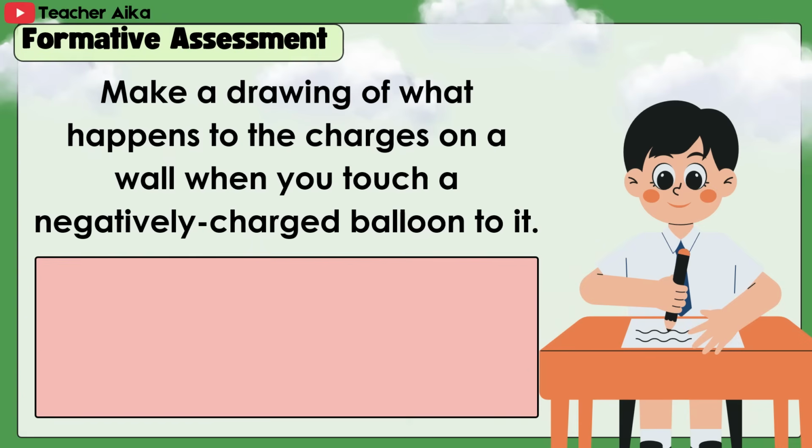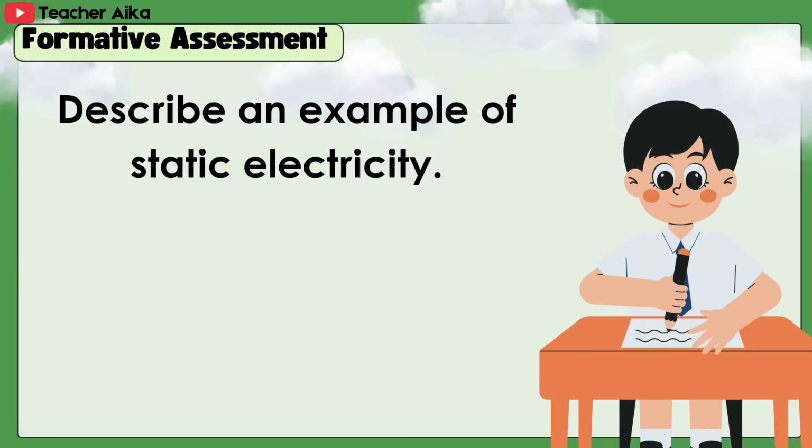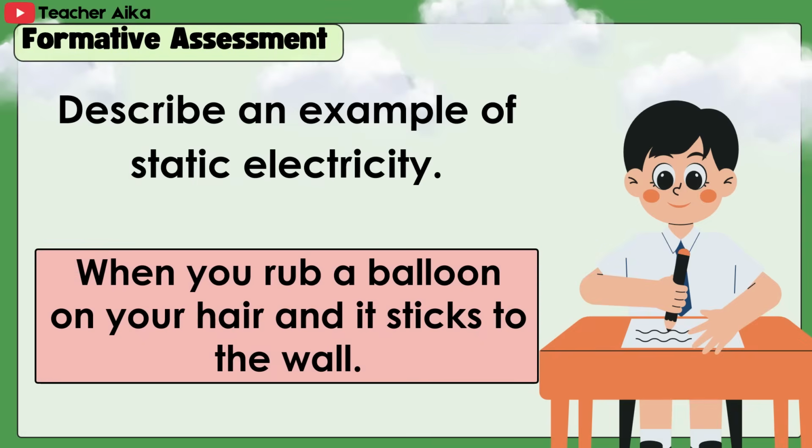Make a drawing of what happens to the charges on a wall when you touch a negatively charged balloon to it. Describe an example of static electricity. Answer: when you rub a balloon on your hair and it sticks to the wall.